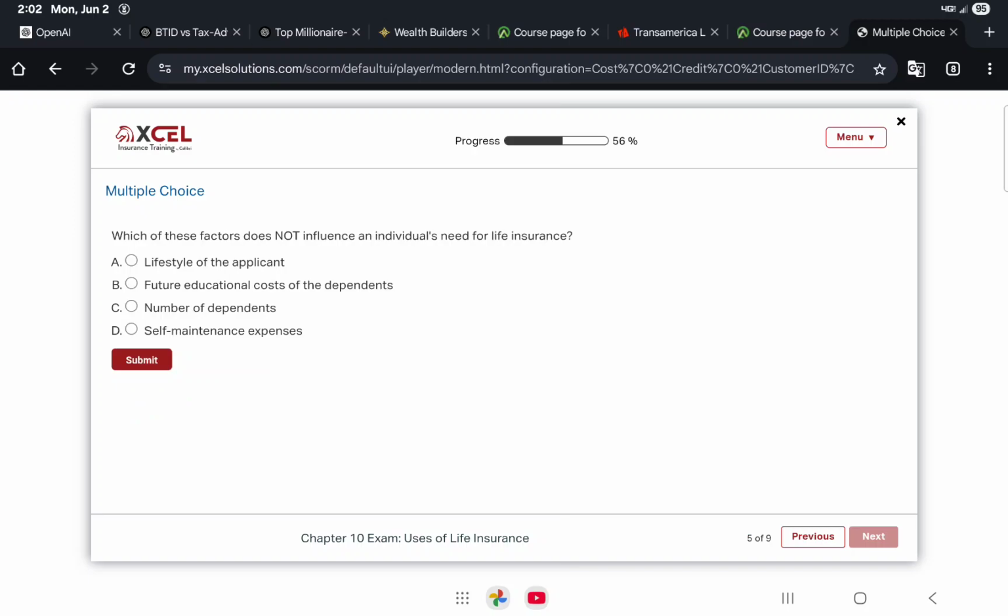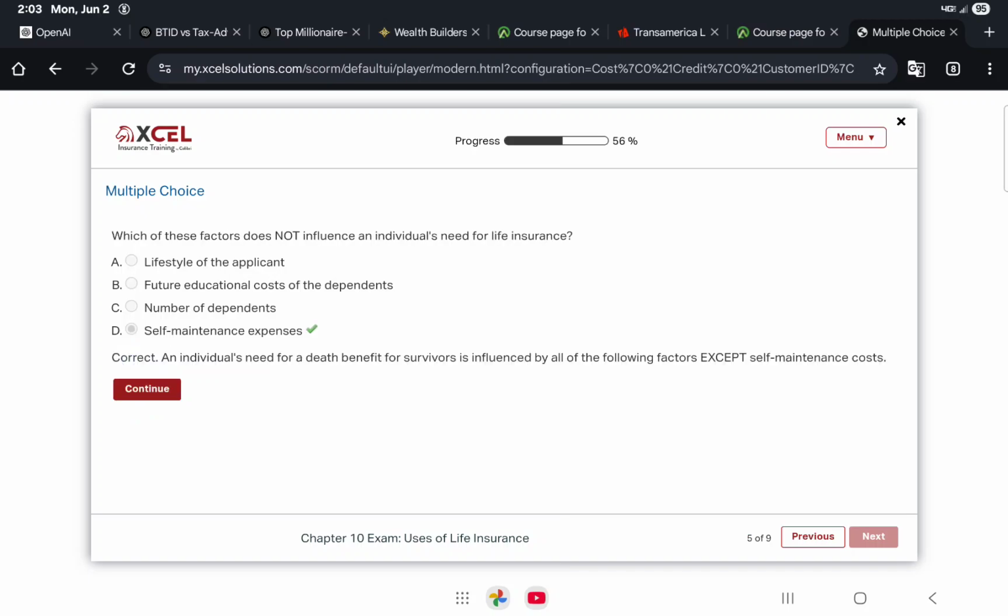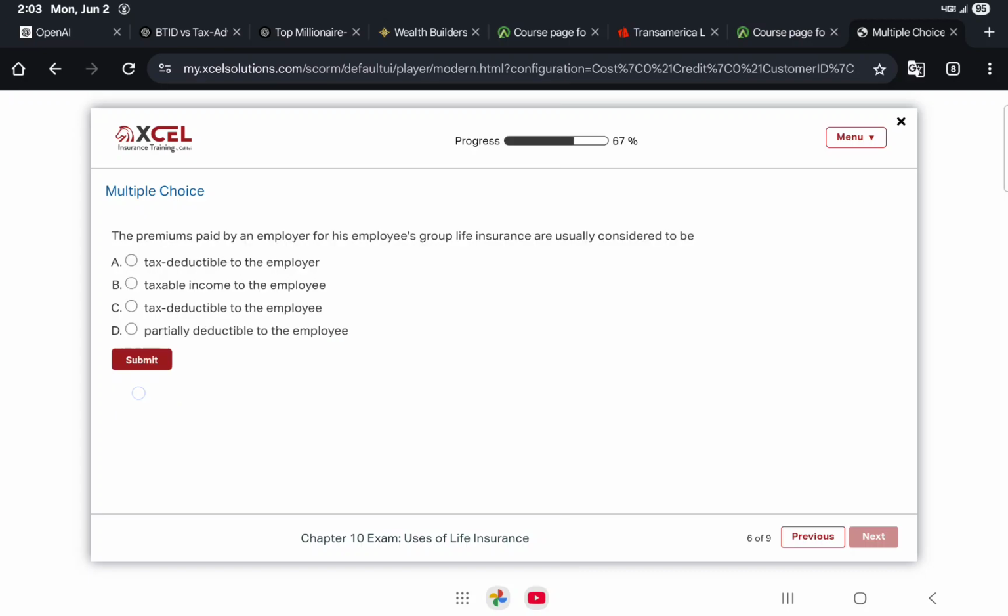Which of these factors does not influence an individual's need for life insurance? Lifestyle of the applicant, that does influence. Future educational costs of the dependents, that will influence. The number of dependents will also influence. Self-maintenance expenses, I don't think your haircut and massages really get factored in. Alright, it's going to be self-maintenance.